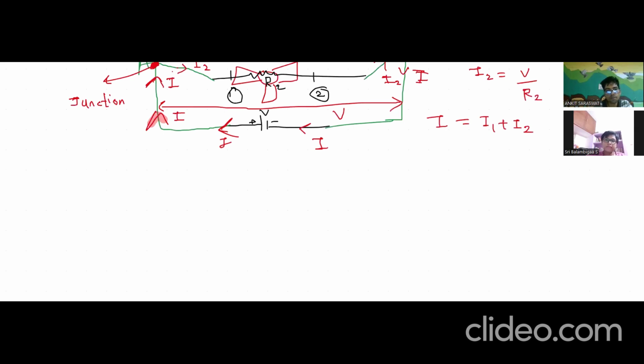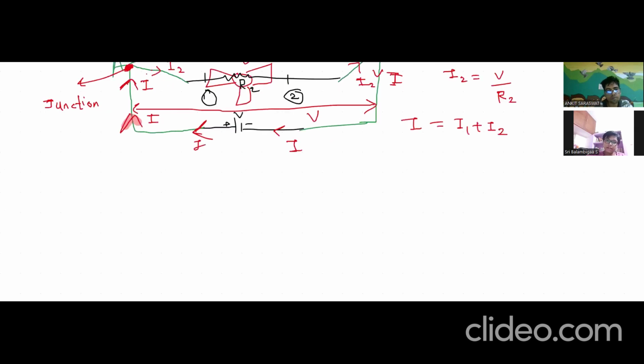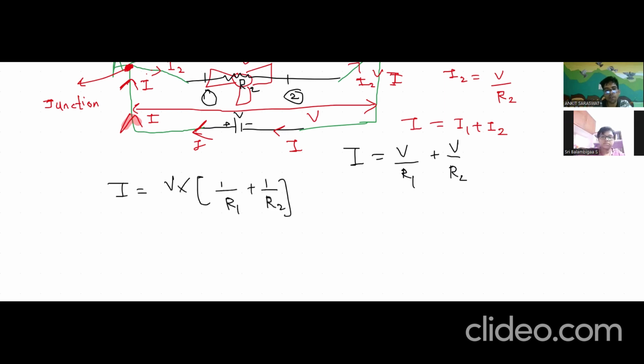If I write I is equal to I1 plus I2, what is the meaning of this? The current I splits. For example, I1 is V by R1, I2 is V by R2. So I is equal to V times, with V common, 1 upon R1 plus 1 upon R2. Clear?